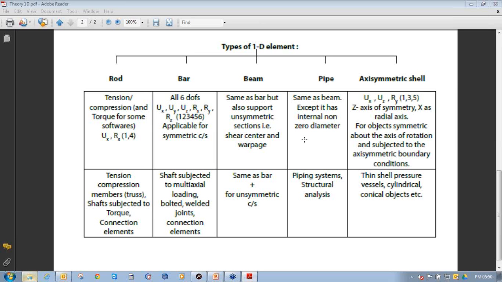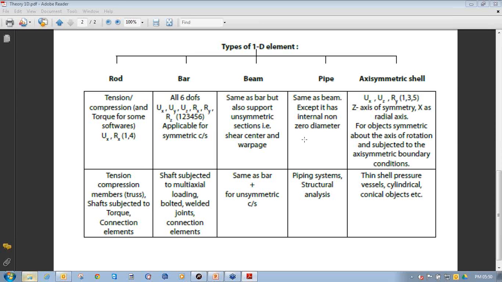Then we'll discuss the next type of 1D element, which is bar. Bar supports all the 6 degrees of freedom, that is it supports translation along x, y and z axis and rotation about x, y and z axis. But bars are only applicable for symmetric cross sections. So the practical applications of bars are shafts subjected to multi-axial loading. Where the shafts are subjected to multi-axial loading, we can use bar elements. Where we want to simulate bolted or welded joints, we can use bar elements. Also we can use bar elements for the connection of the elements.